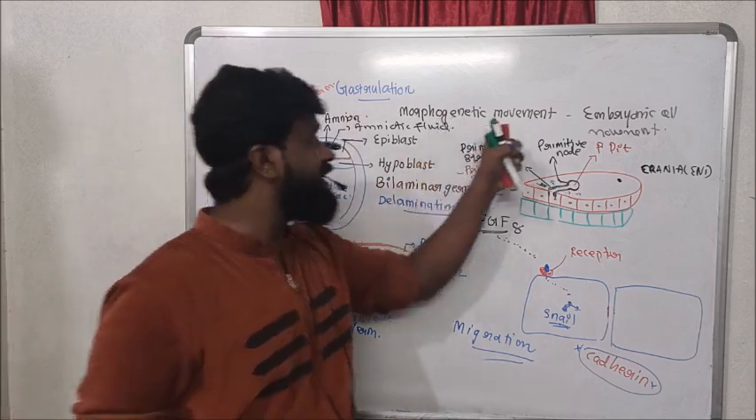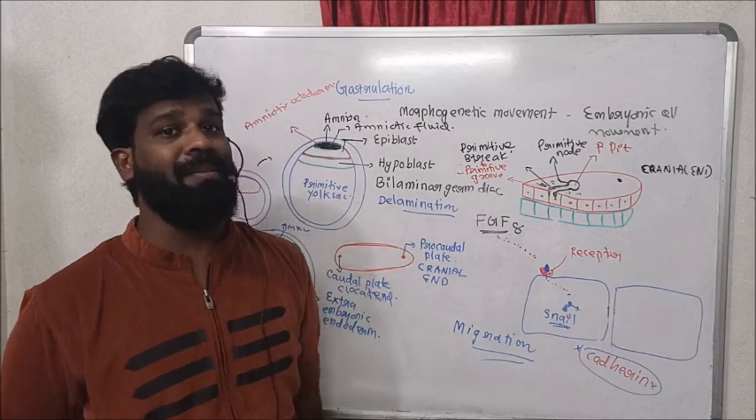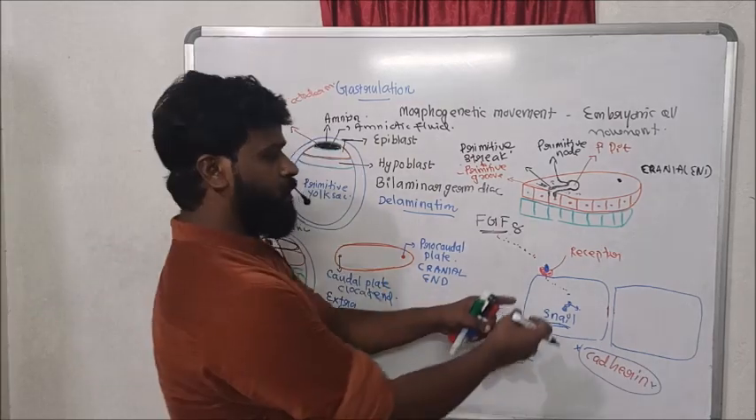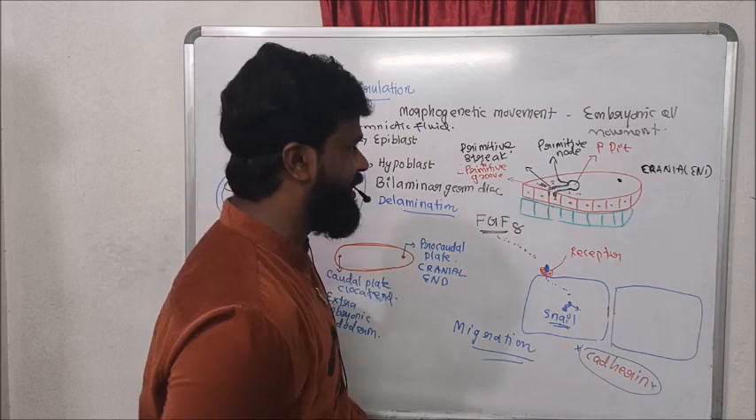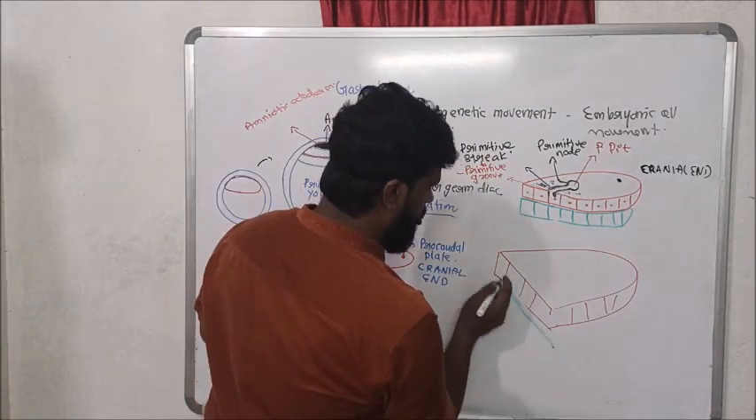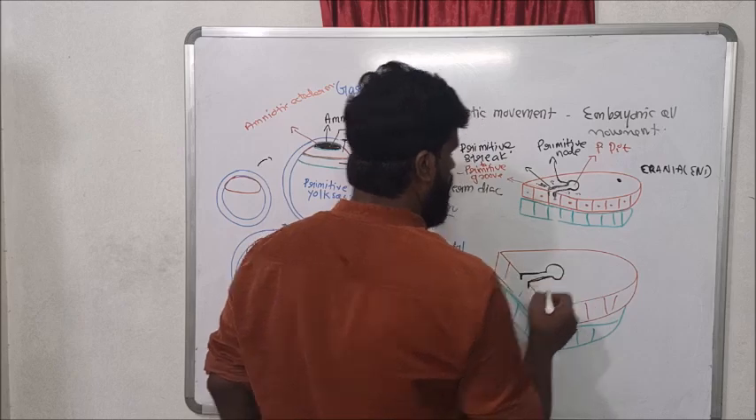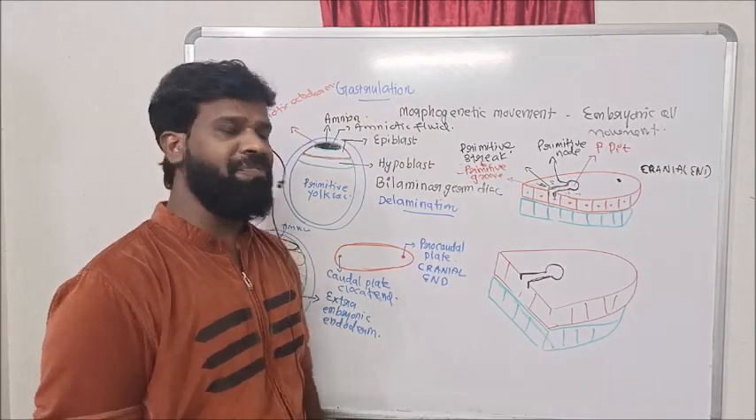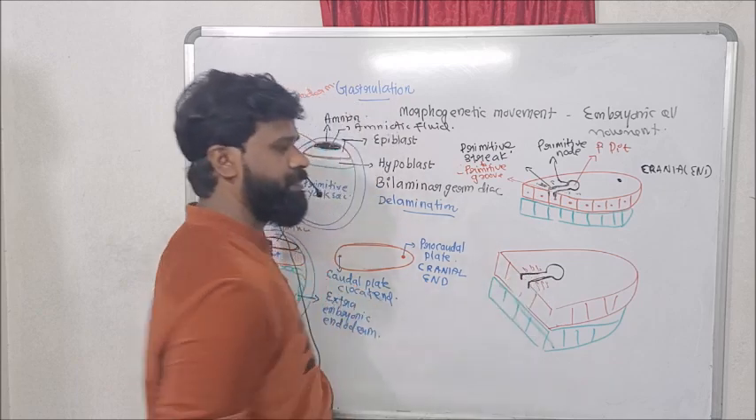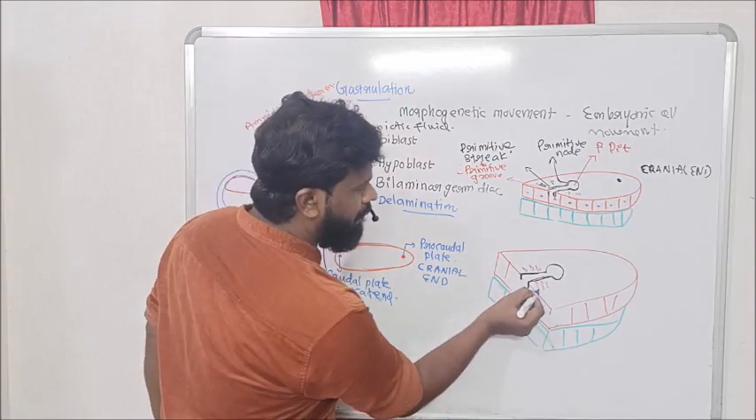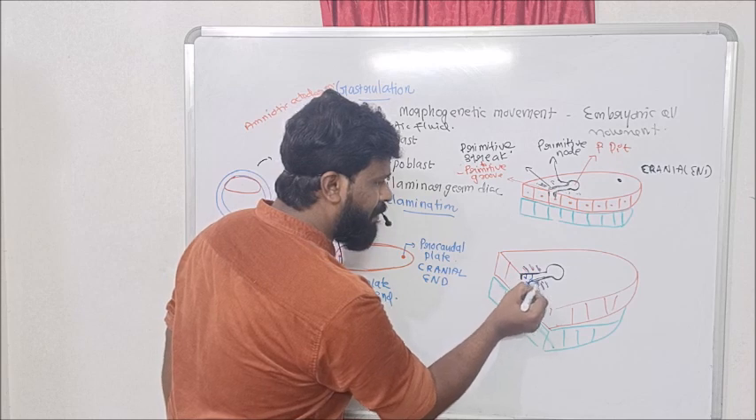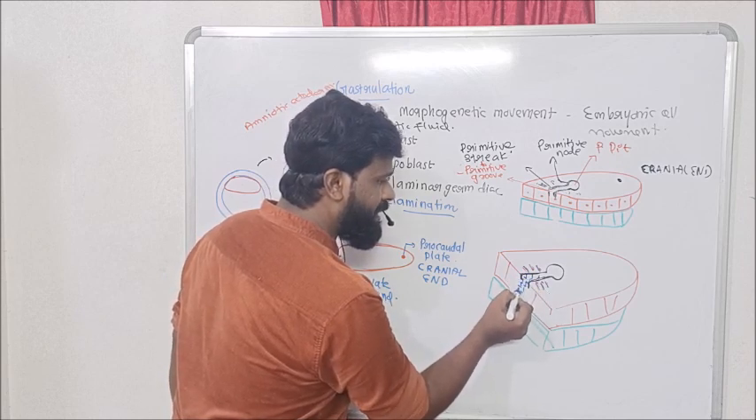See, in gastrulation we can see maximum morphogenetic movement, embryonic cell movement. So in this way, these epiblast cells undergo migration. As a result of the migration, the epiblast cells migrate towards the groove, and through the groove these cells migrate down.